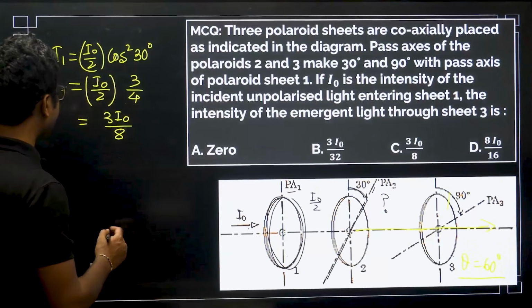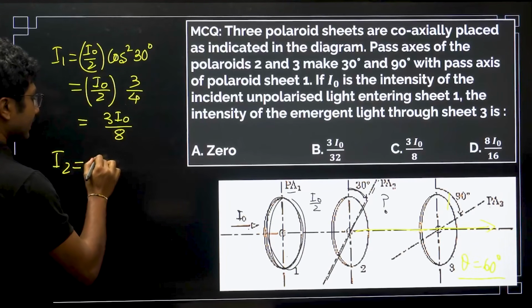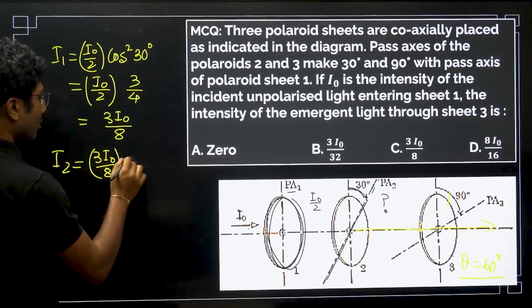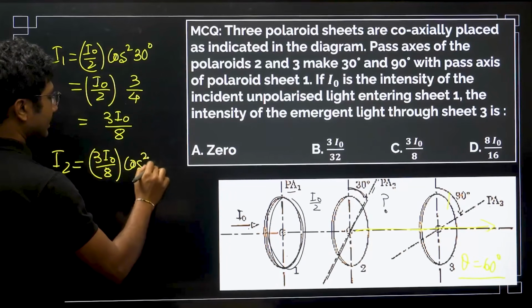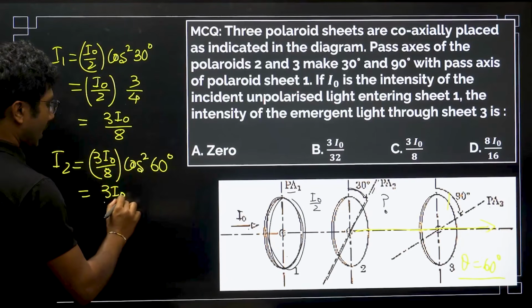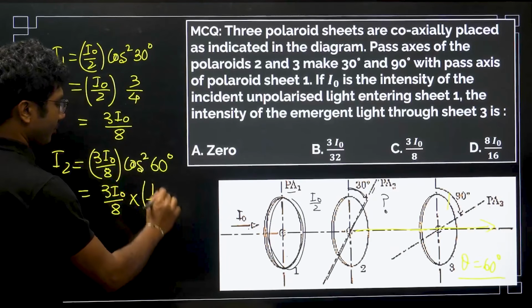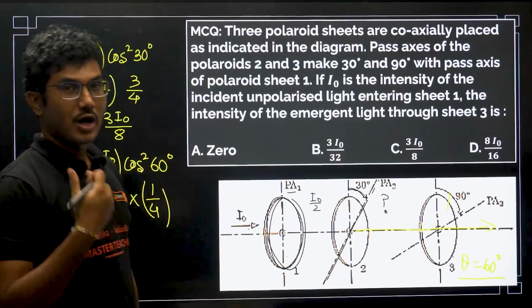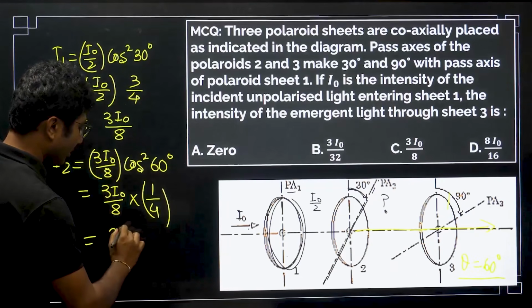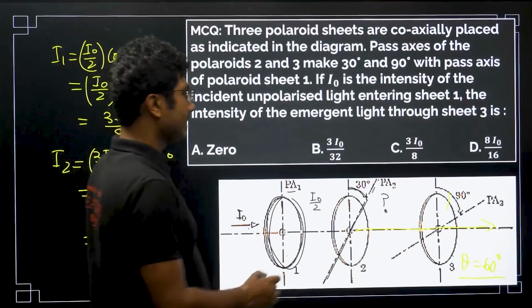Now, we will use Malus law again. So, I2 will be this intensity 3 I naught by 8 cos square 60 degrees. Cos 60 is half. So, half square is 1 by 4. So, from here we get 3 I naught by 32. Okay, so the correct answer is this one.